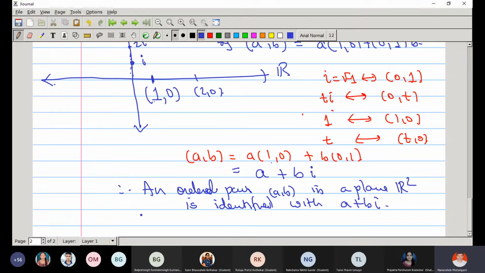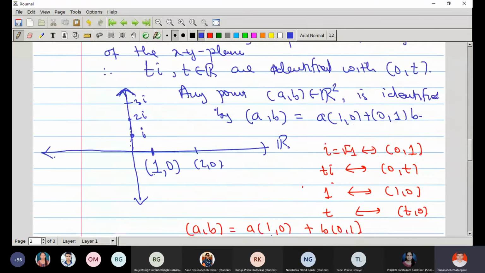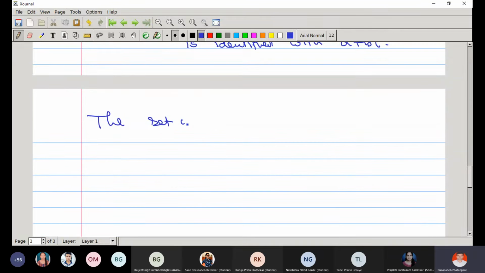And when we say complex number 2, 3, then it is 2 plus 3i, because our identification of 0, 1 is I. That is the basic identification. We locate that point on the y-axis. So this is how we define the set of all complex numbers, denoted by this symbol C, right?